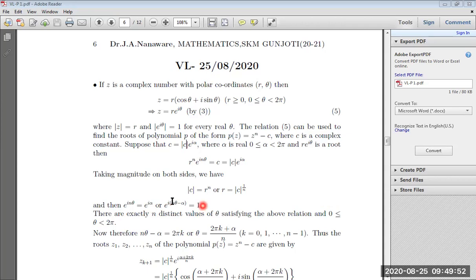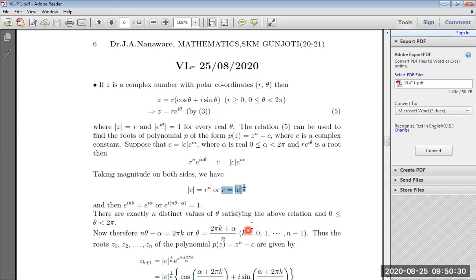Now, since it has n distinct values, we can have n theta minus alpha is equal to twice pi k, which is a multiple of twice pi. And from this expression, you are now able to determine the value of theta. We have determined the value of r from the earlier expression, and now how to determine the value of theta? Theta is equal to twice pi k plus alpha upon n. Just simplify this and get the value of theta for these different values of k.